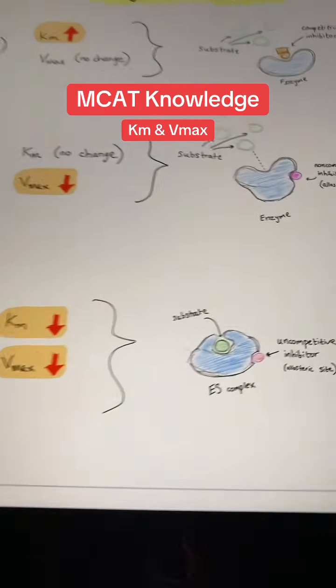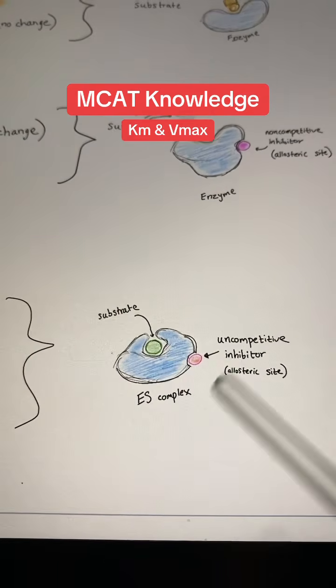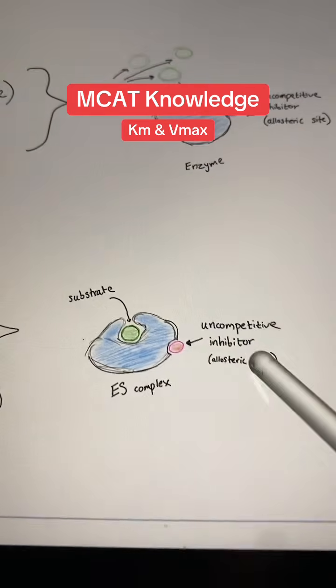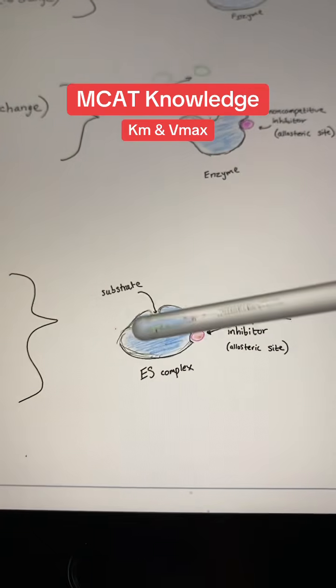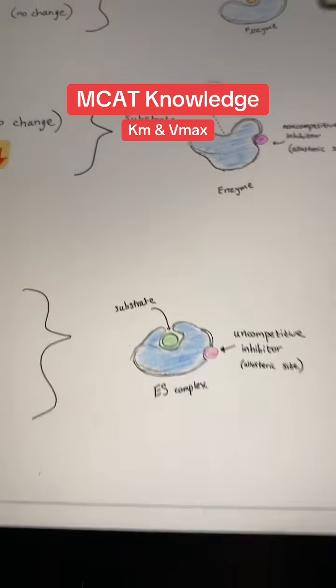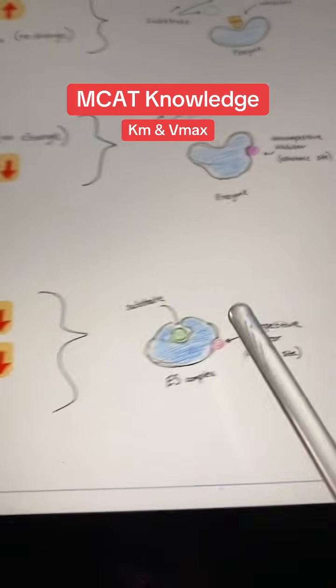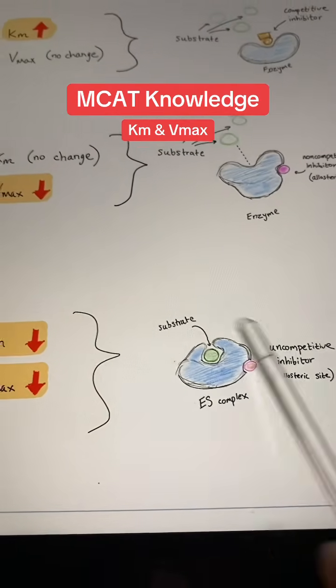Why? Well, the Vmax drops because this enzyme substrate complex is now stuck because of this uncompetitive inhibitor. So it can't turn this substrate to product and release it. So the Vmax goes down because this enzyme is essentially out of commission.